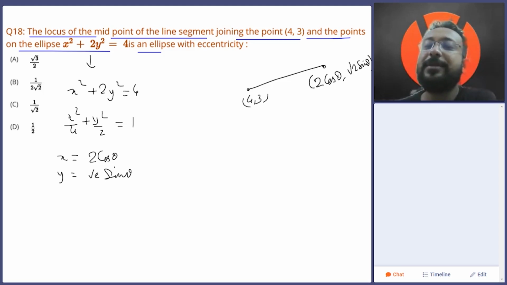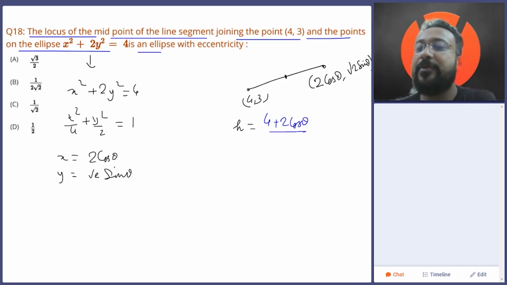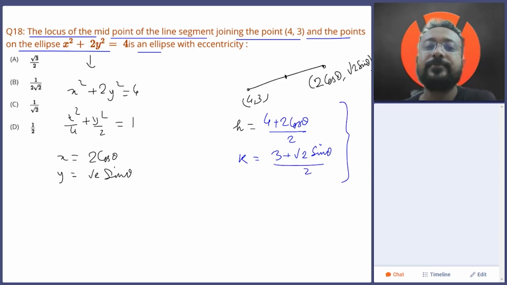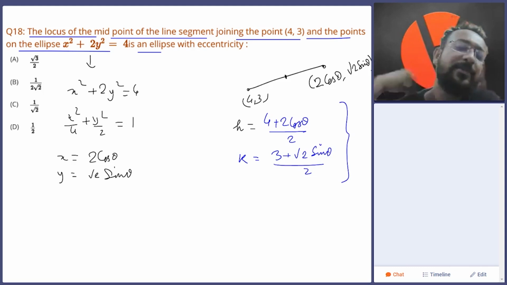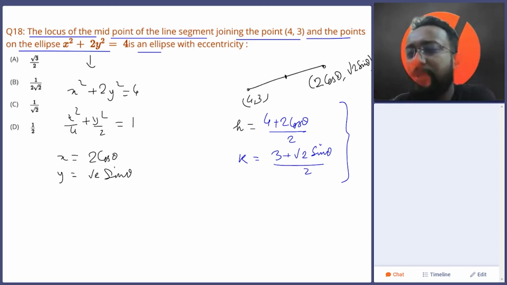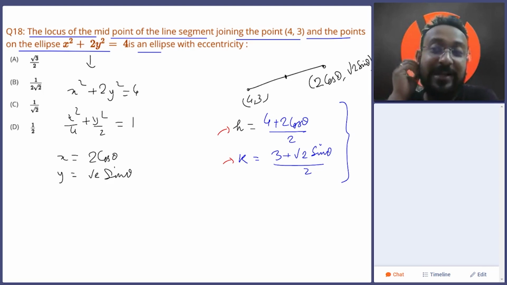Okay. So the midpoint that I am trying to find out, let's call it (h,k). h will be (4 plus 2 cos theta) divided by 2. k will be (3 plus root 2 sin theta) divided by 2. Is it very clear? So once we get this, we need to find out the locus of (h,k). How do we find out the locus? They're saying the locus is an ellipse, but we have to get to the ellipse, or else how will I find out the eccentricity?